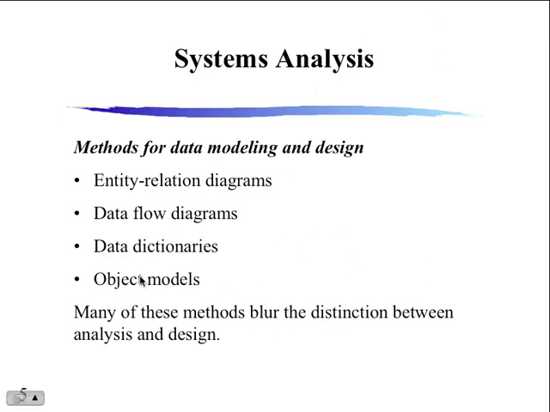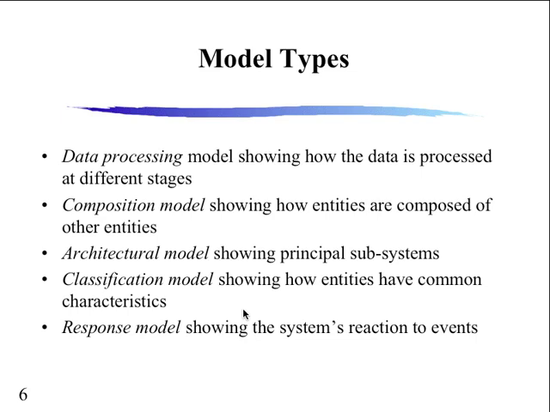So object models are sort of used in systems analysis, whether you're doing an object-oriented design or not, because they add some things that the regular structured approach never had. Many of the models blur the distinctions between analysis and design, because the analysis leads to the design. And the modeling types, these are more modeling types. So I gave you different ones before for process modeling, data modeling, system modeling. So data processing is essentially the same type of model. It's a data-centric model, showing the data and the processing.